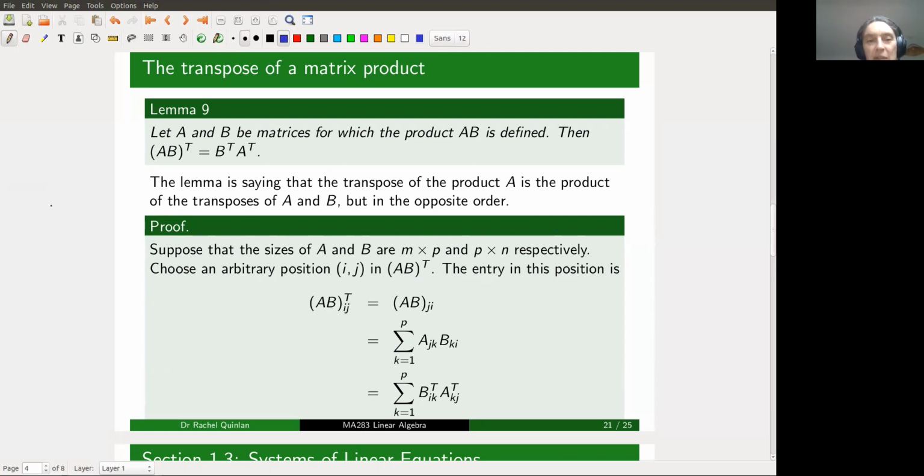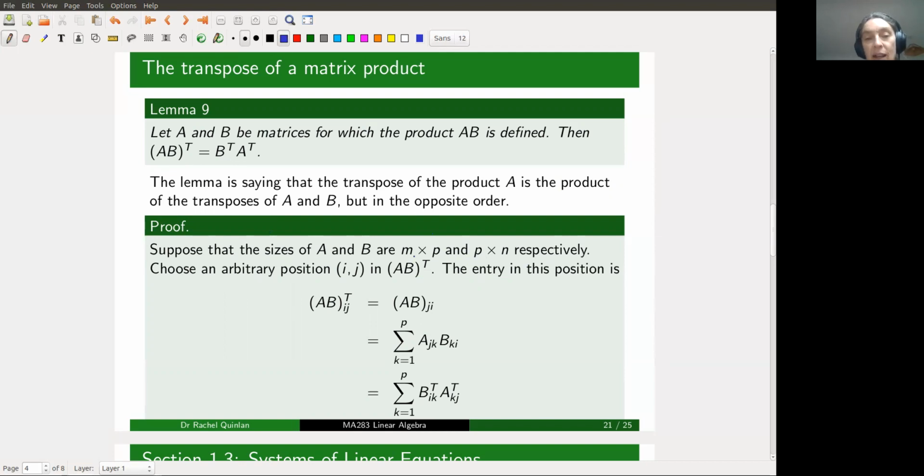So we want to prove this lemma, and so that means we need to look at an entry of the transpose of the product AB, and satisfy ourselves that it's the same as the entry in the corresponding position of the product B transpose A transpose. So since the product AB is defined, we can say that A is an n by p matrix and B is a p by n matrix. That's only saying that the dimension p is common to both. It's the number of columns of A and the number of rows of B.